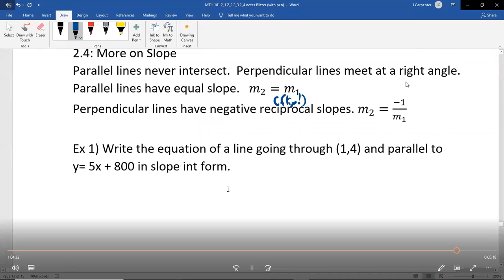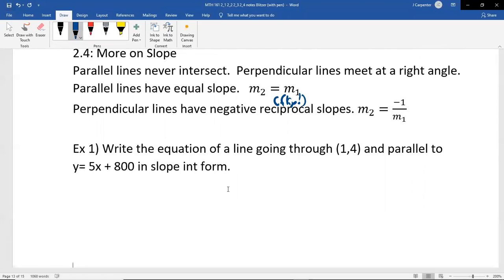I think we have just enough time to do example 1, and then we'll pick back up next time with example 2. Write the equation of a line going through the point (1, 4). How do I know that's a point? Because it's a pair of numbers inside of parentheses with a comma. And we're talking about an equation of a line, so it's not interval notation.